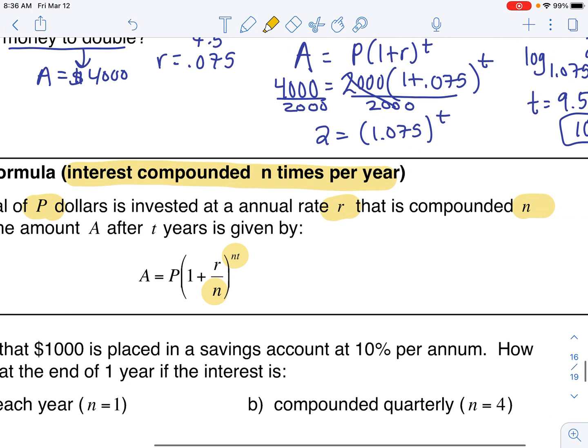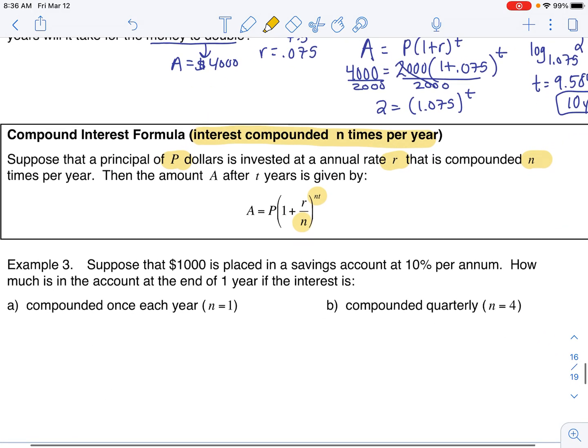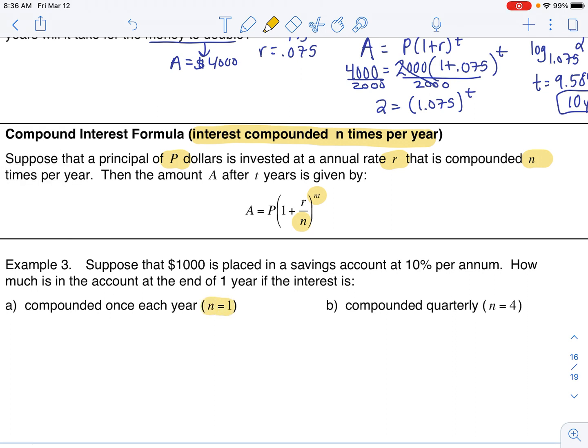So for example, let's look at this next example, right? If it's compounded once a year, n is just 1, and that brings us back to the original formula, right? If I just have n of 1, well, what does that look like? That's just 1 plus r to the t. That's my annual interest rate, right? So my annual compounded interest. So that one is still the same formula.